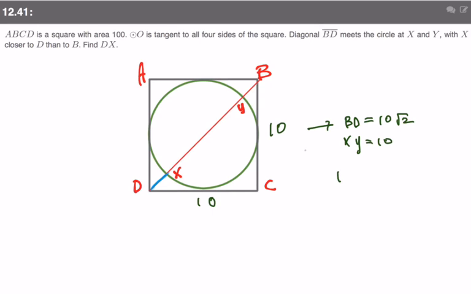While XY is equal to 10. Why is that equal to 10? This XY is in fact the same length as one side of the square, because they are all diameters. Then to find DX, all we have to do is subtraction between 10 radical 2 and 10, and we have to divide by 2. And that becomes our answer.